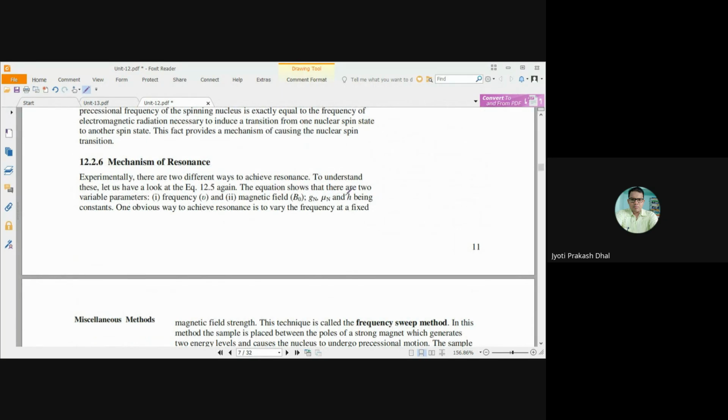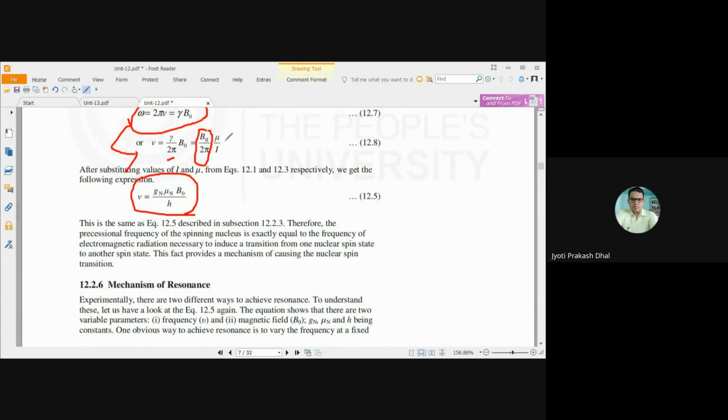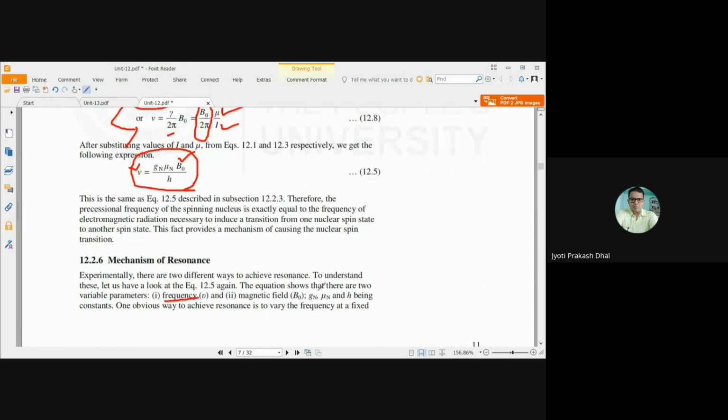So the equation shows that there are two variable parameters. Here this is the equation. From this equation you can see two variable parameters are there: the frequency nu and the external magnetic field B0, and Gn, mu n, h are constants.